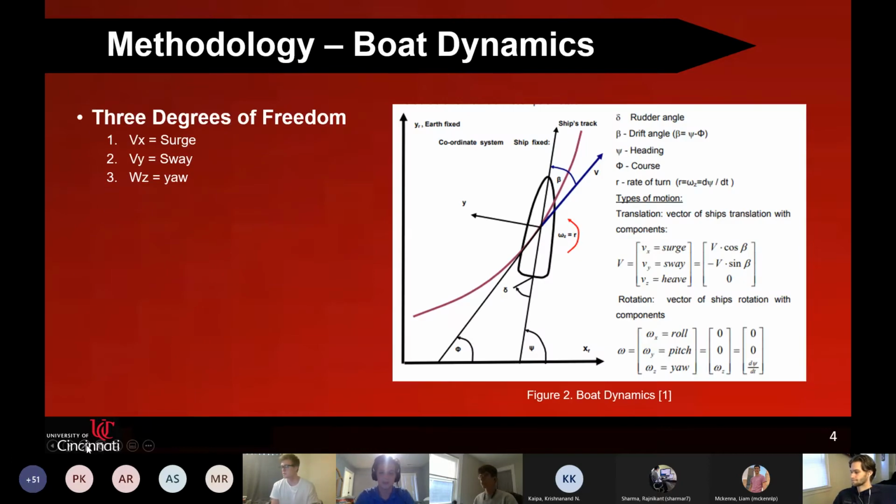To model the dynamics of the aircraft carrier, we use the equations of motion you see on the right. We used a simplified version of this that included just 3 degrees of freedom: the surge, the sway, and the yaw. We were able to use only 3 degrees of freedom because we assumed the aircraft carrier would be traveling in a straight line.